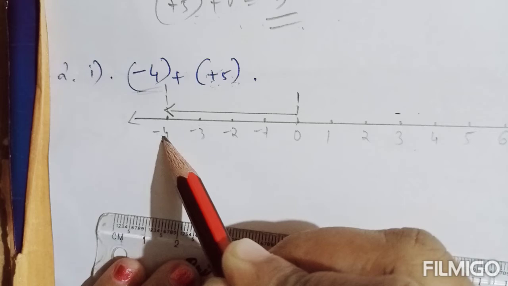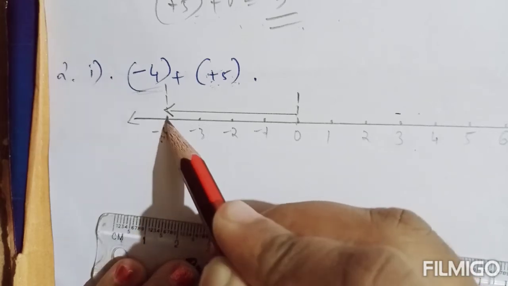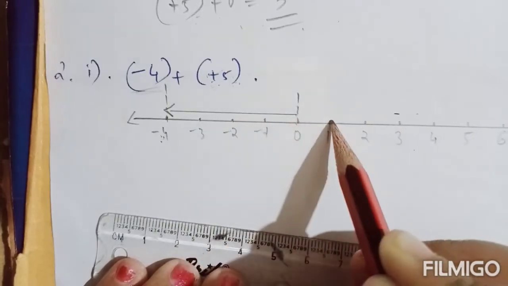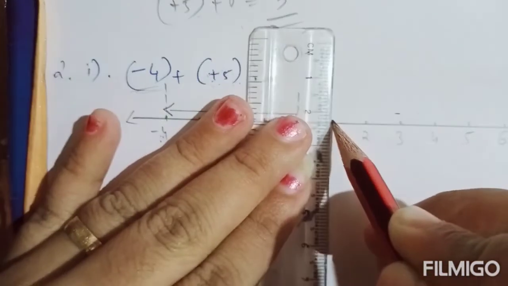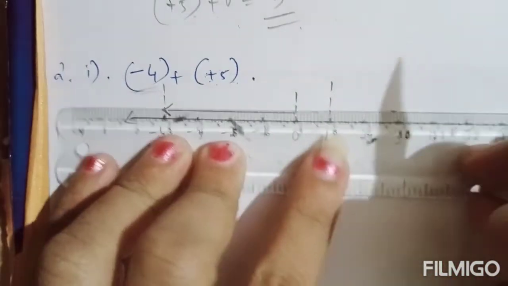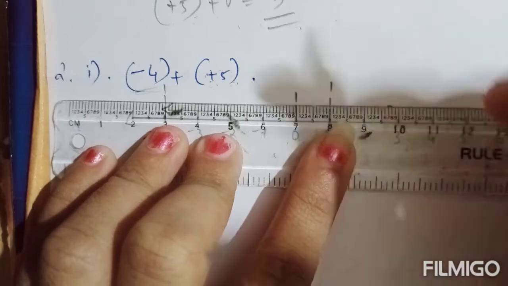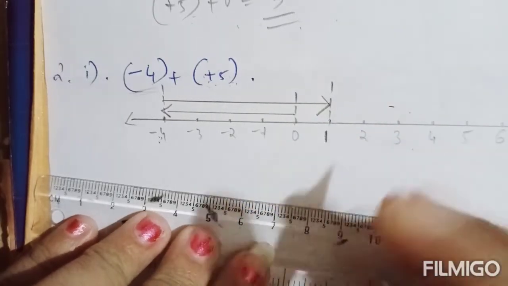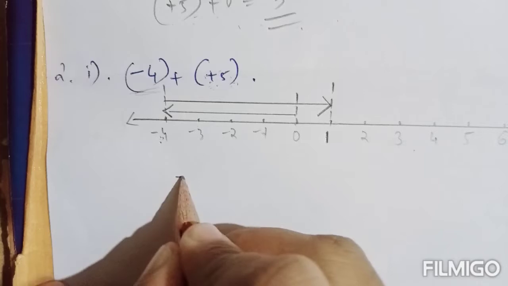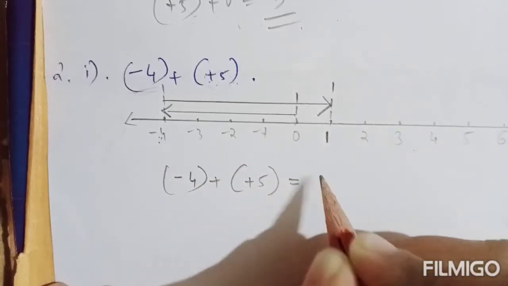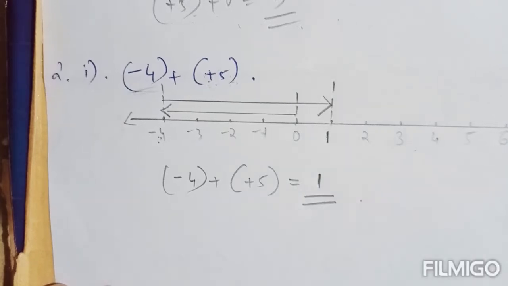So starting from minus 4, you can see this is 1, 2, 3, 4, 5. We reach at a positive 1. Here you can mark a dotted line and arrow mark. You can show it towards the right. Okay, now we reach at a positive 1. So what will be the answer? Minus 4 plus 5 equal to positive 1.